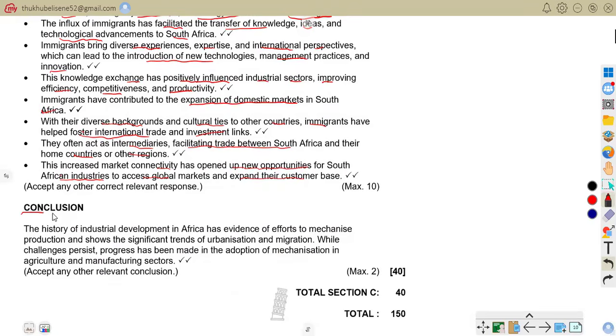Now coming to the conclusion. The history of industrial development in Africa evidences efforts to mechanize production and shows significant trends of urbanization and migration. While challenges persist, progress has been made in the adoption of mechanization in agriculture and manufacturing sectors, so accept any other relevant answer. This is the end of our presentation.